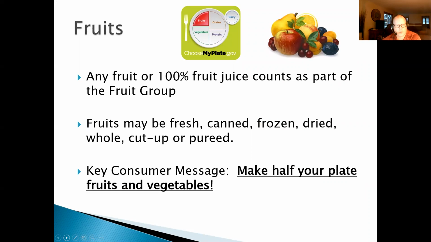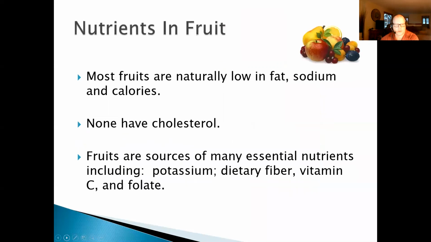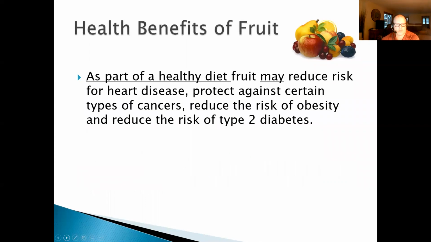So fruits: any fruit or 100% fruit juice counts as a part of the fruit group. Fruits may be fresh, canned, frozen, dried, whole, cut up, or pureed. Key consumer message here is make half of your plate fruits and vegetables. Nutrients in fruit: most fruits are naturally low in fat, sodium, and calories. None have cholesterol. Fruits are sources of many essential nutrients, including potassium, dietary fiber, vitamin C, and folate.